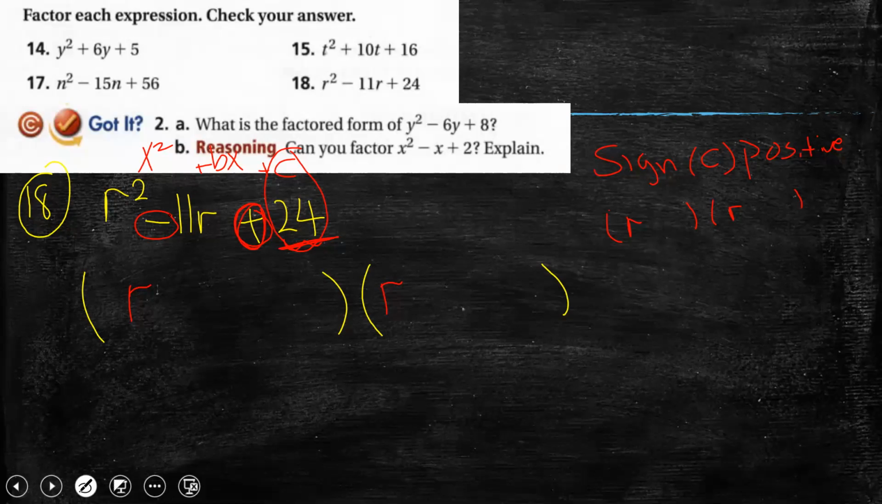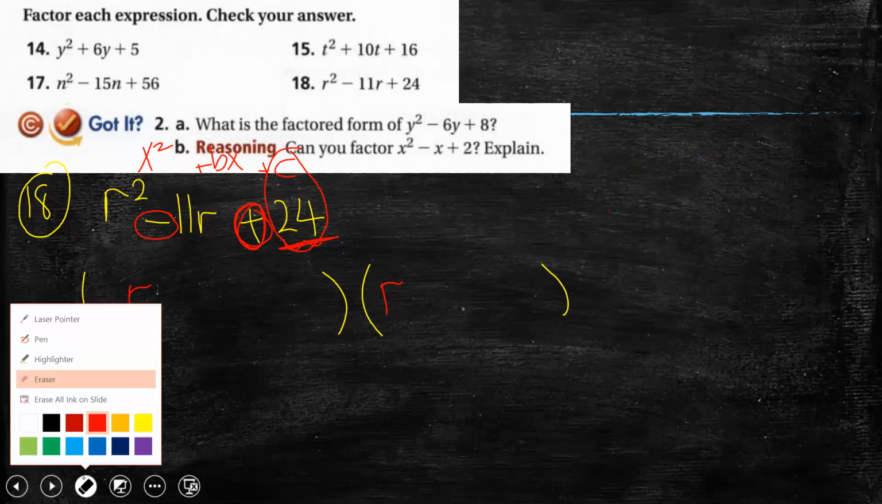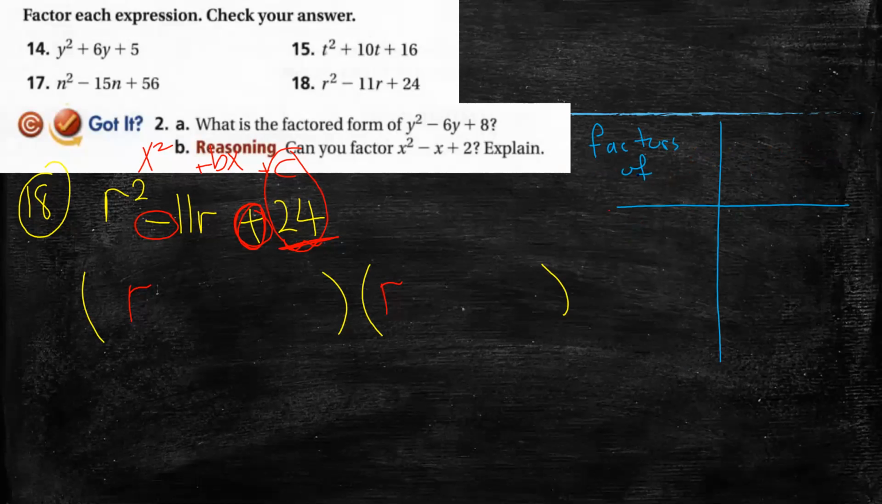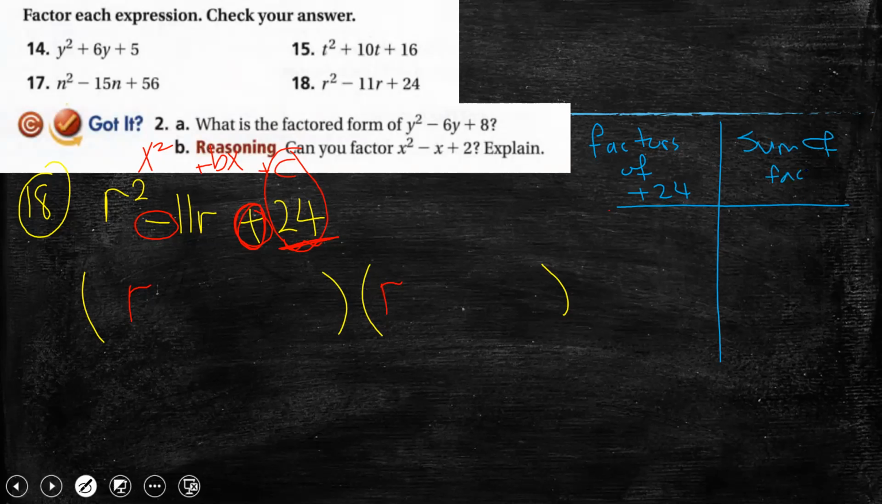What do we have to do? I will draw a table here. In the first column, I will write the factors of positive 24. And here now I will write the summation of the factors. So the first step, I will write the factors of 24, then I will write the sum of the factors. Now, what are the factors of 24?